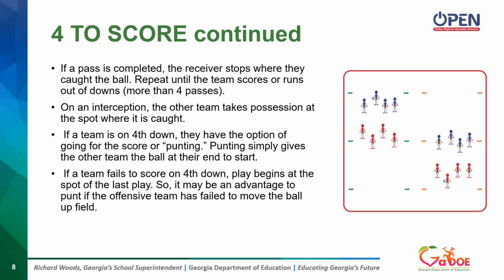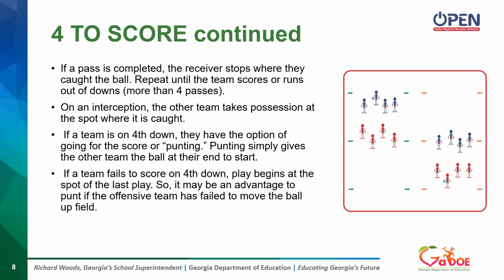If a pass is completed, the receiver stops where they caught the ball. Repeat until the team scores or runs out of downs, no more than 4 passes. On an interception, the other team takes possession at the spot where it is caught. If a team is on 4th down, they only have the option of going for a score or, quote-unquote, punting. Punting simply gives the other team the ball at the end line to start.